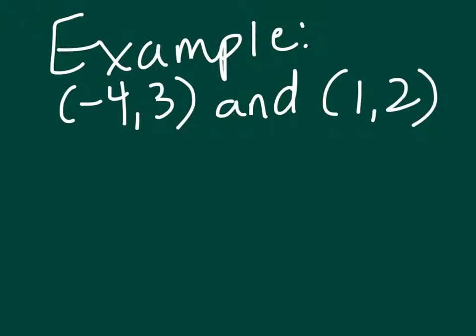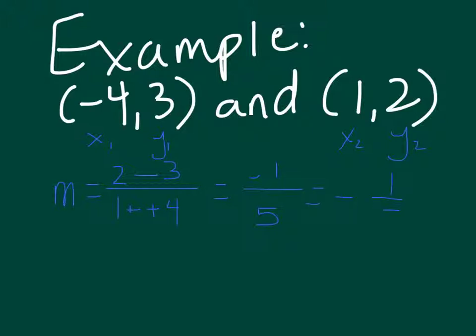All right, so let's look at an example. If we have negative 4, 3 and 1, 2, we want to find the slope of the line that goes through those 2 points. We say, okay, let's call this one x1 and y1, and let's call this one x2 and y2. So we're going to use our slope formula. So m equals y2, so 2 minus 3 over 1 minus negative 4, which ends up being plus 4. So we have negative 1 over 5. And I need to simplify. We always simplify our slope. And we simplify it and we say, well, one's negative, one's positive, so it's negative 1/5.